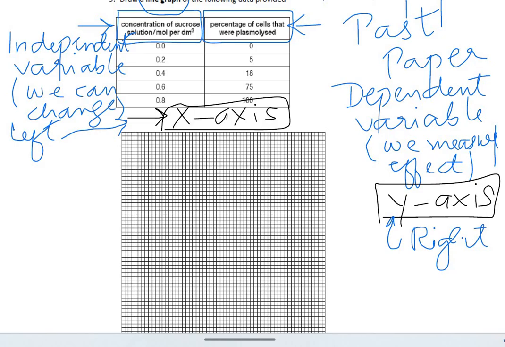The rule is: the independent variable that we can change goes on the x-axis, and the dependent variable, that is the effect or what we have to measure, is taken on the y-axis.